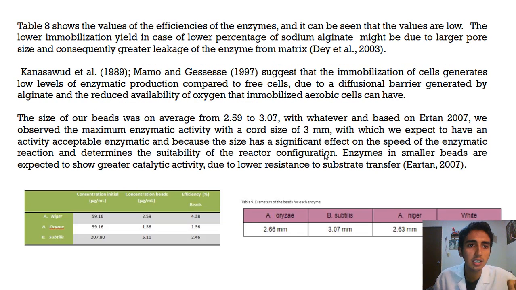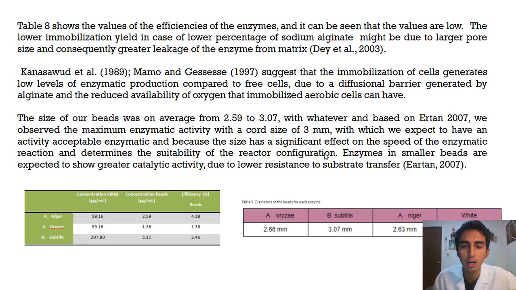So table number 8 shows the immobilization efficiencies of the enzymes, and you can see the values are low. The lower immobilization yield in the case of a lower percentage of sodium alginate might be due to larger pore size and consequently greater leakage of enzymes from the matrix. This was seen by Day in 2003, and Kansawut in 1989, and Mamo and Jesse in 1997 suggest that the immobilization of cells generates low levels of enzymatic production compared with free cells.